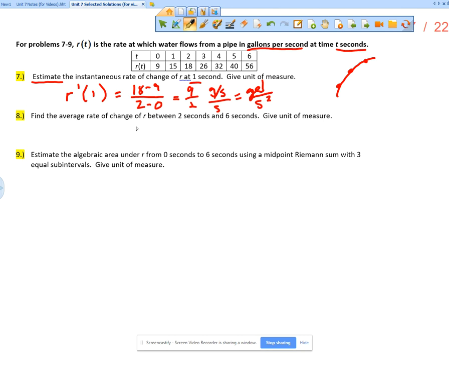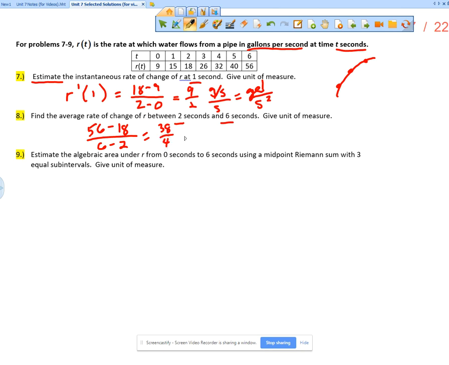8. Find the average rate of change of R. So average rate of change is just like the previous one. It's actually the slope, but specifically the slope between 2 and 6. So I'm going to find the slope. So this is the slope of the secant line. All right, so from 2 to 6. So I'm going to go 56 minus 18 over 6 minus 2. All right, so 56 minus 18 is 38 over 4.